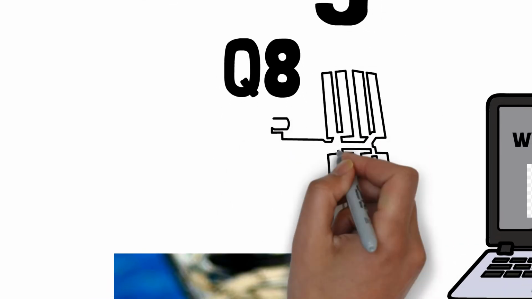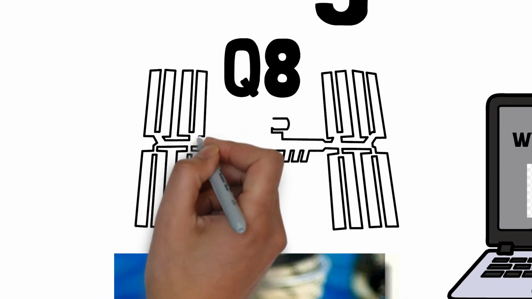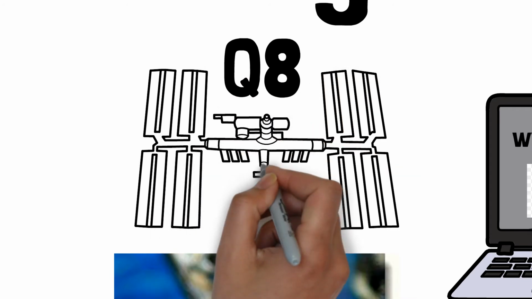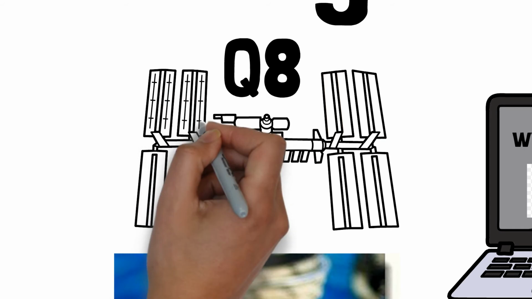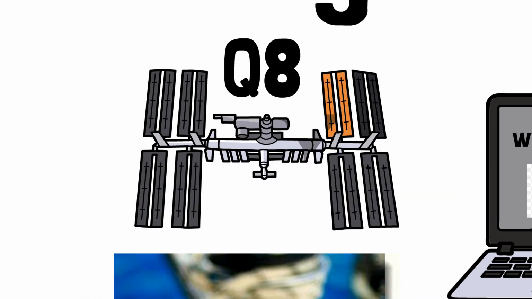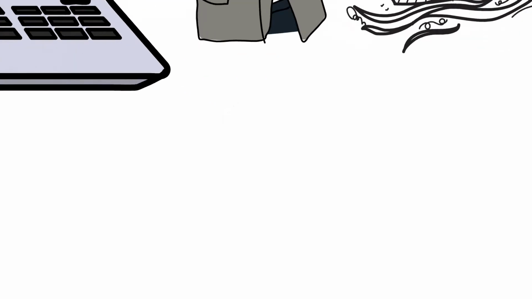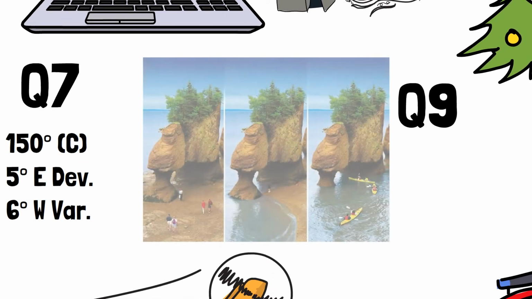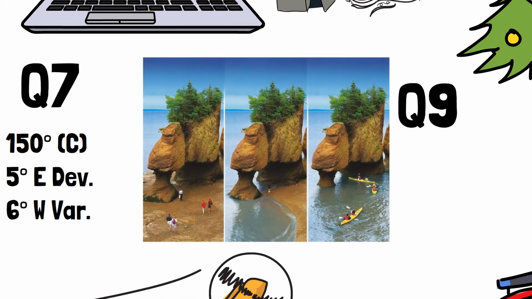Question 8. Why might a GPS-derived position of an object differ from a charted position? Question 9. What term is given to the height difference between successive high and low waters?